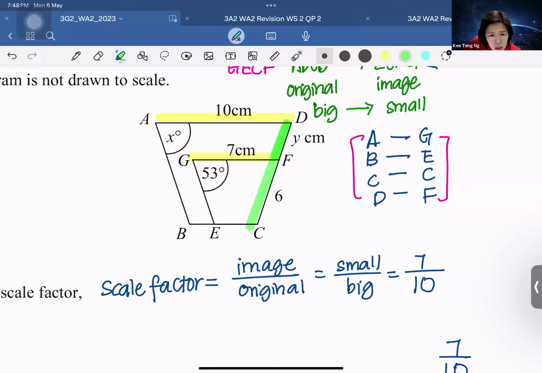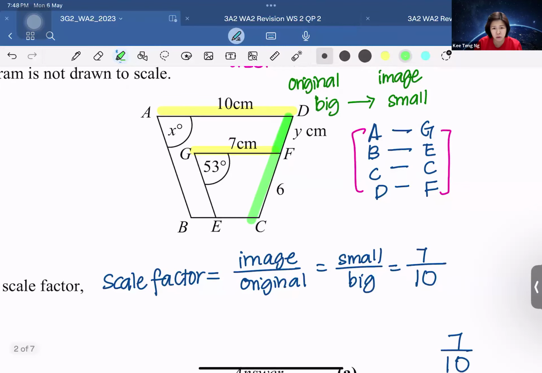Yes, just asking if it's a trapezium. The bottom angle and top angle add up to 180 degrees, yes? Because of interior angles between parallel lines. Yes. Okay. Then next, I will need to find y.